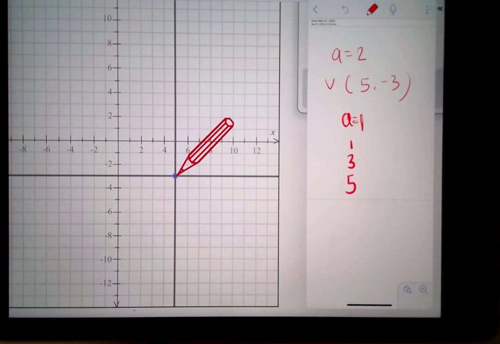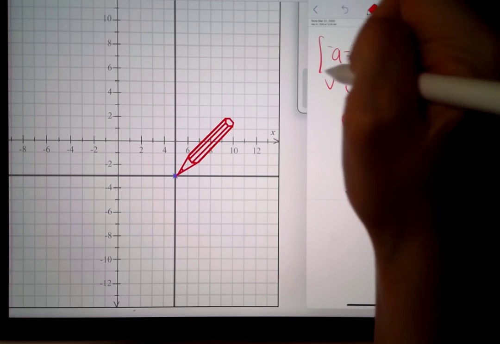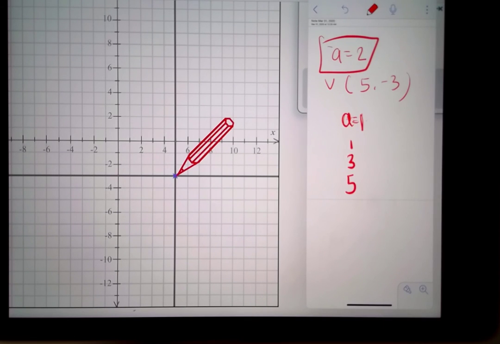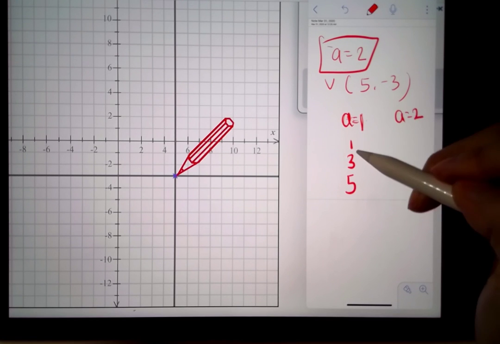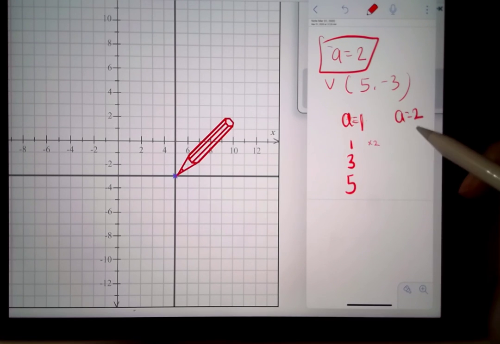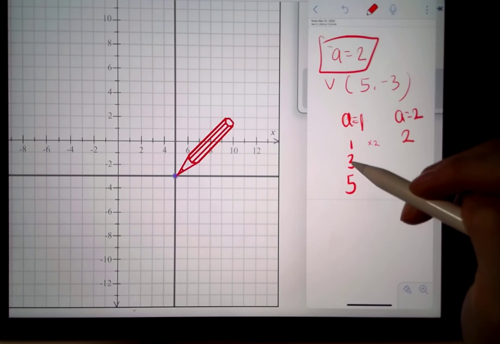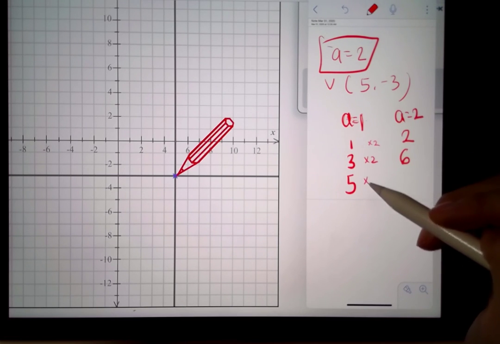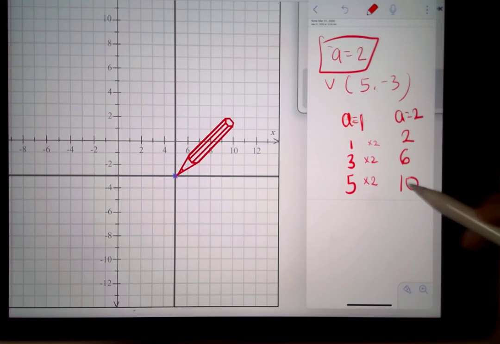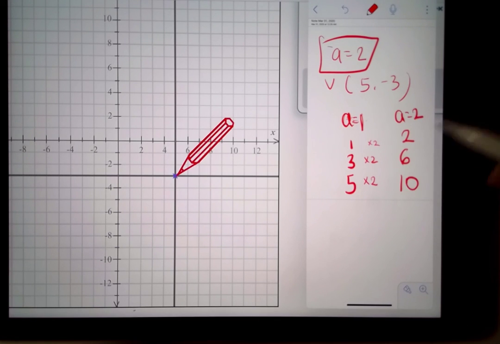When A is 2, just like this, we double these numbers. When A is 2, then what do you do? 1 times 2, then what do you get? 2. 3 times 2, then what do you get? 6. 5 times 2, then what do you get? 10, right? So you go by those numbers, okay?